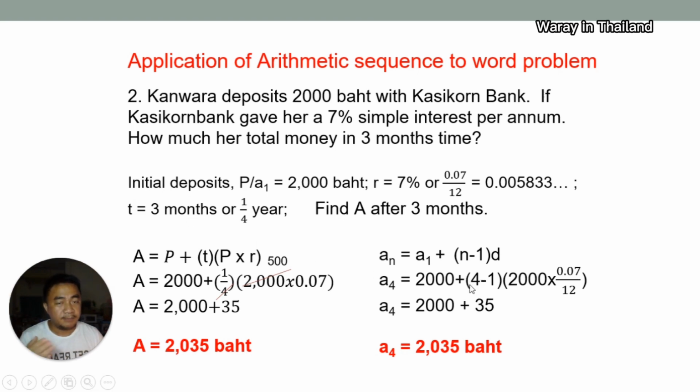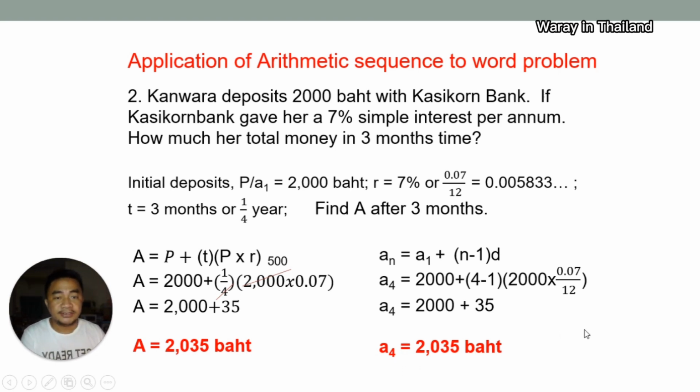So 3 plus 1 is 4, 4 minus 1. Then we use the 3 months. This one is equivalent to this one, right? Okay, so the same thing. So when we multiply 2,000 times 3 over the divisor, it will give you 35. Therefore, A4 is 2,035 baht. The same, right? Okay?